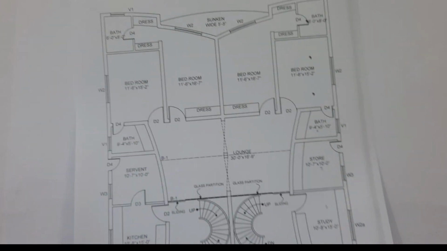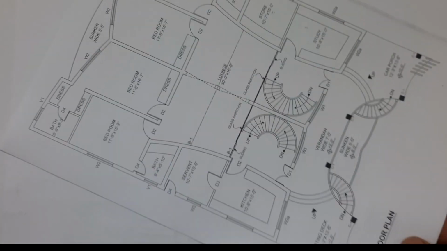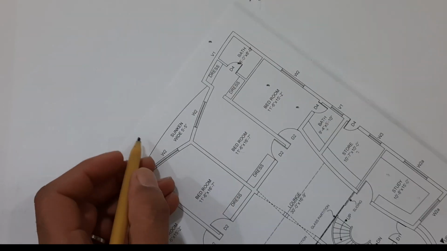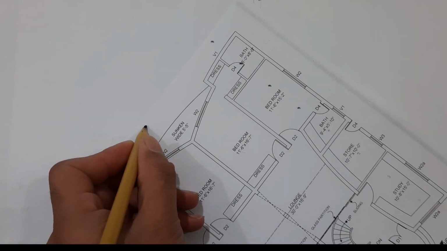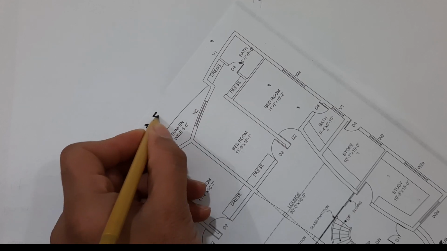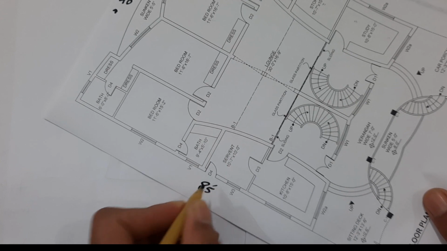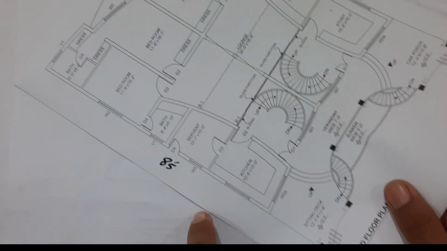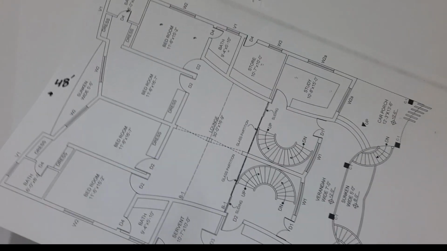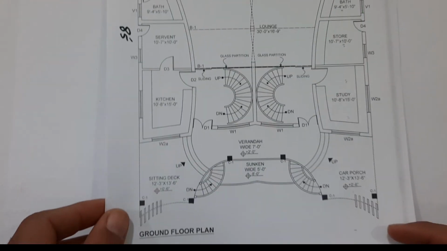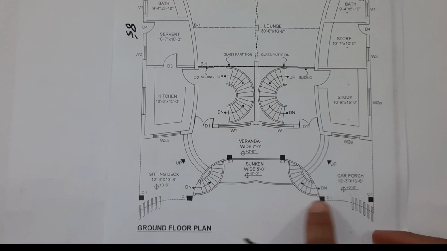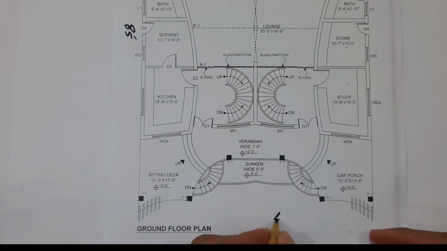Guys, first of all I will tell you the size of this plot, which is 48 feet by 85 feet. 48 by 85 feet is the plot size. Okay, and this is its lawn.